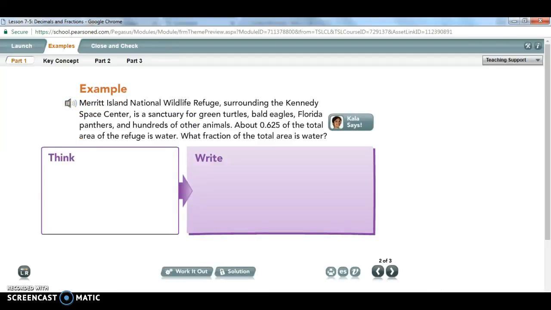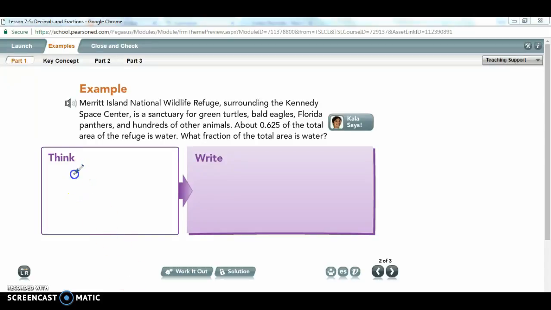Merritt Island National Wildlife Refuge, surrounding the Kennedy Space Center, is a sanctuary for green turtles, bald eagles, Florida panthers, and hundreds of other animals. About 0 and 625 thousandths of the total area of the refuge is water. What fraction of the total area is water?